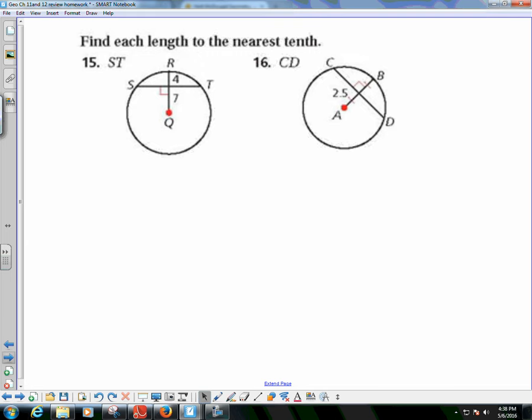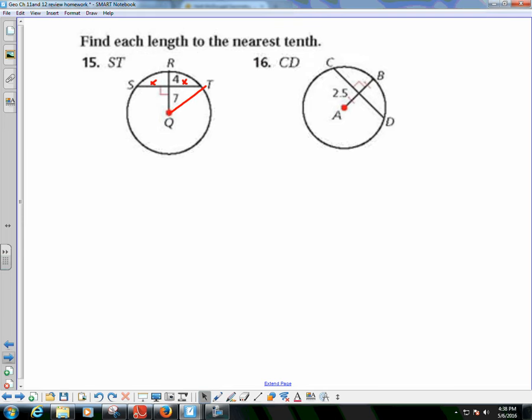Find each length to the nearest tenth. So we need to find ST on number 15. I'm going to label this X and this X, because one of the things we said was if we have a chord that is cut at a perpendicular by a diameter, it's also bisected. I'm going to draw in QT.